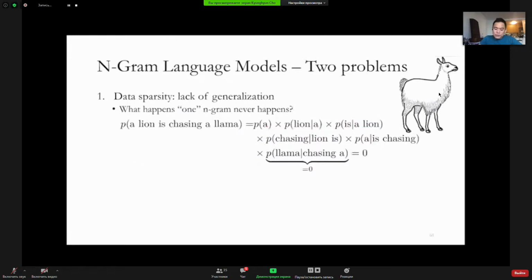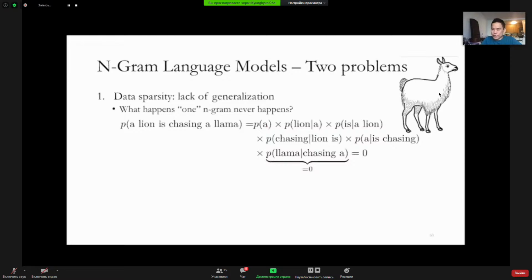There are a number of problems, and two major ones that are not independent but interrelated with each other. One is data sparsity, and this data sparsity is a very, very crucial issue. So let's say I want to compute the probability of a sentence, "a lion is chasing a llama."